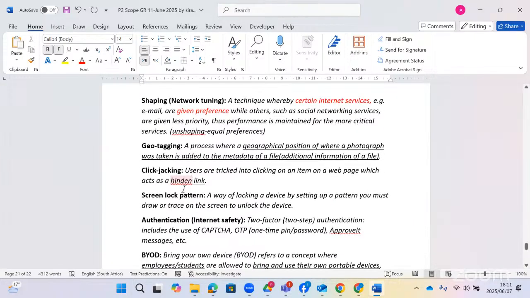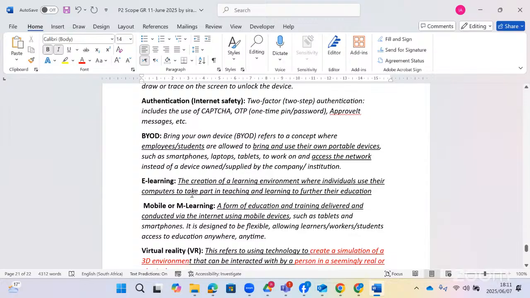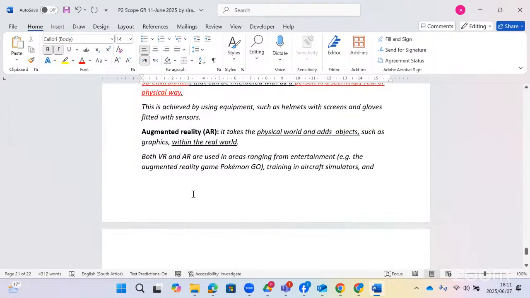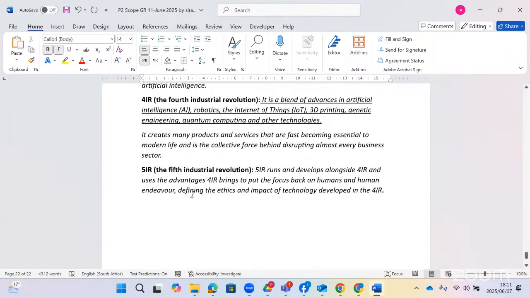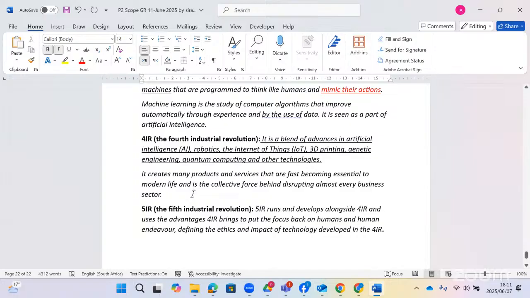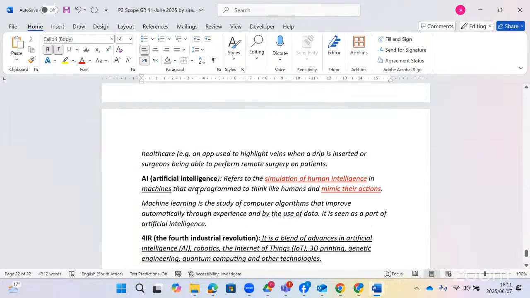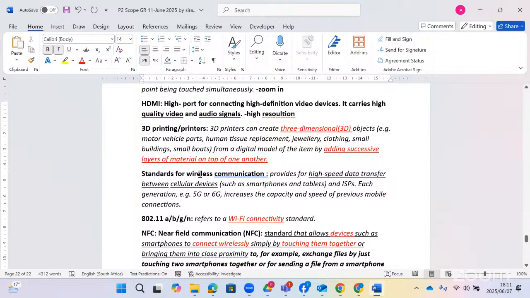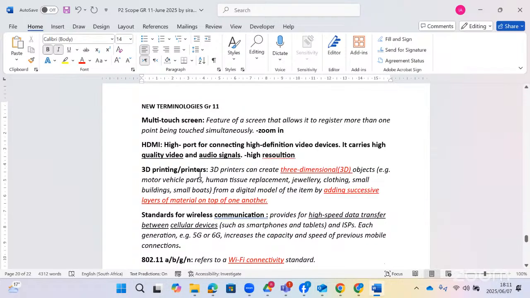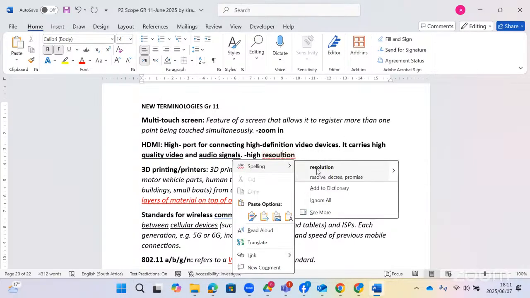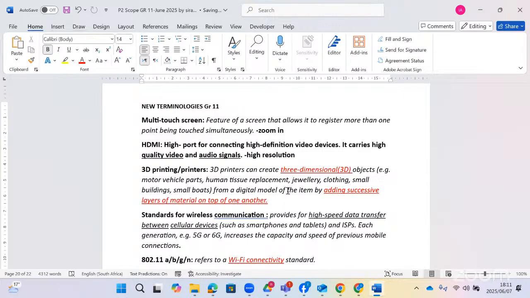And then geotagging, clickjacking, BYOD, we did that. So basically, if you want to get more notes about the new terminologies for grade 11, these are some of the concepts you must know as well. They will add it to either question 4, 9, or question 10. So take note of that. Right. So this is all about your scope and then the notes as well, what you are expected to know. So let me check if there are some other questions that I can address as well.